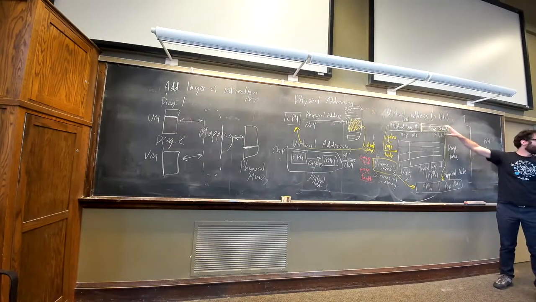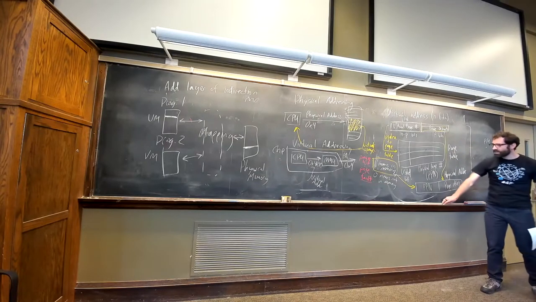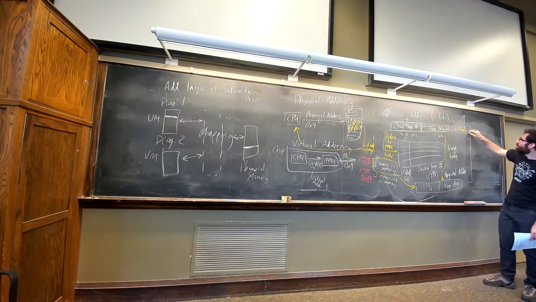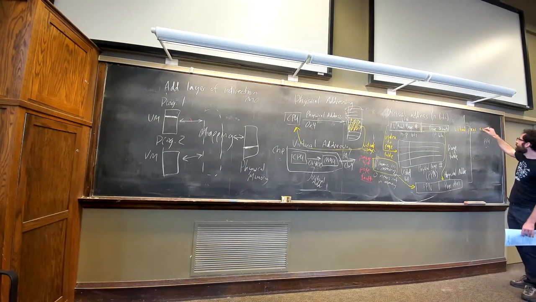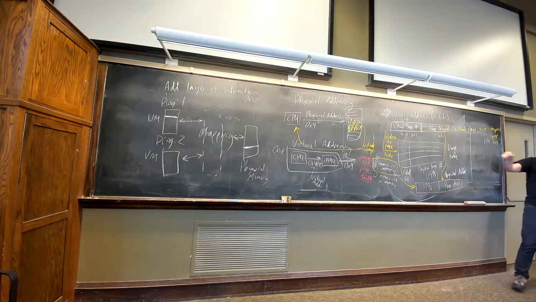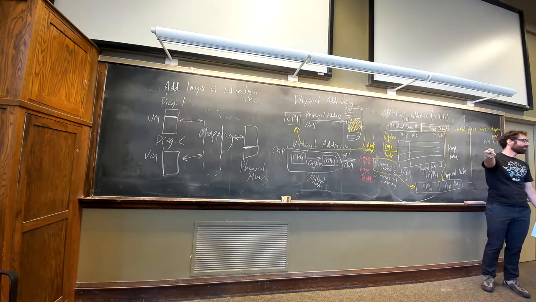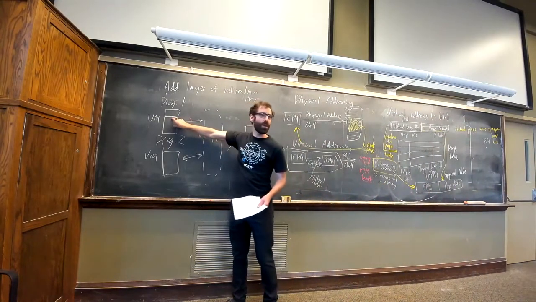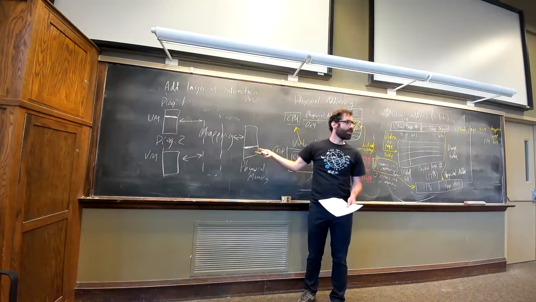Because this page offset is the same in the virtual address and the physical address, this means that our pages, or chunks of memory, in virtual memory need to be the same size as the physical pages. So if we have 4 megabyte pages, there are 4 megabyte chunks in virtual memory corresponding to 4 megabyte chunks in physical memory.